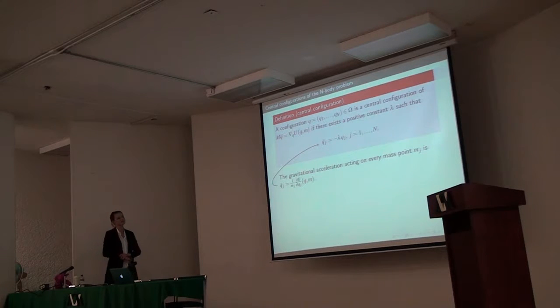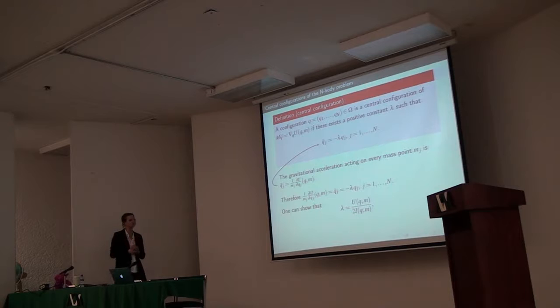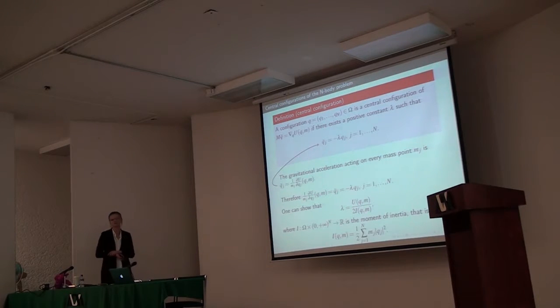We can use Newton's gravitational law, and we know the formula for the acceleration vector. We use the derivative, this is the notation for the derivative of the Newtonian potential. So the following equation is satisfied for central configurations. It means the force acting on the j-th particle is proportional to the product of the mass and the position of this particle. And about the proportionality constant, we know the formula for it. It's always the Newtonian potential over 2 times I, where I is the moment of inertia. We define this with respect to the origin. For every particle, it's defined as the product of the mass and the distance from the origin squared.